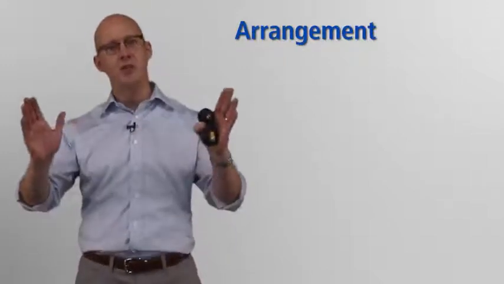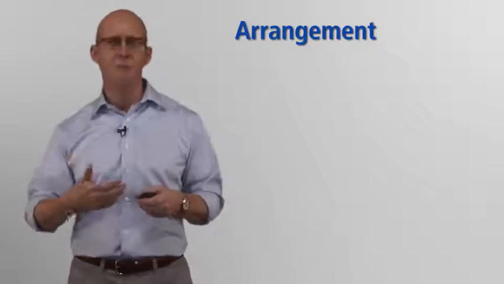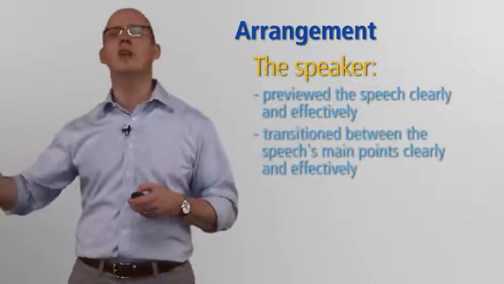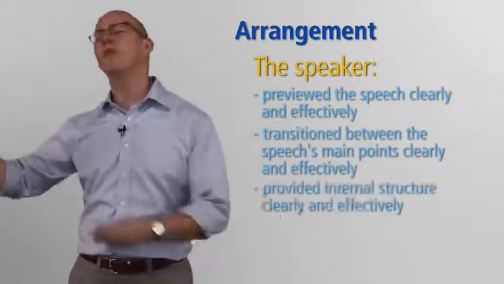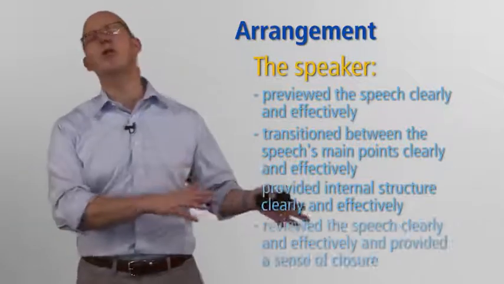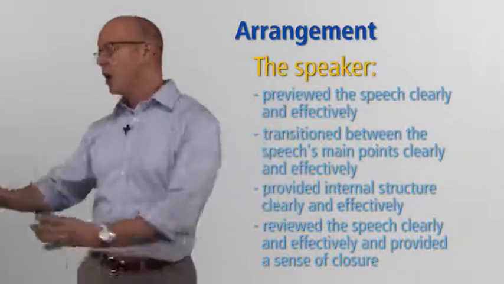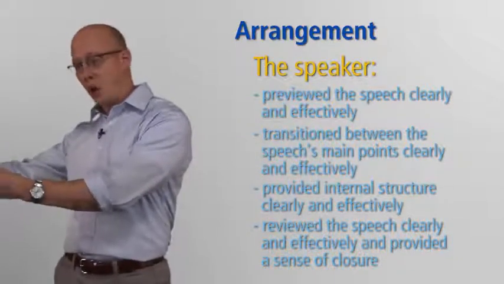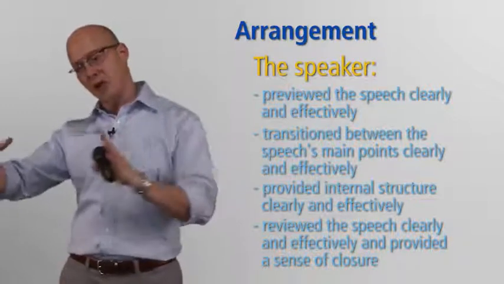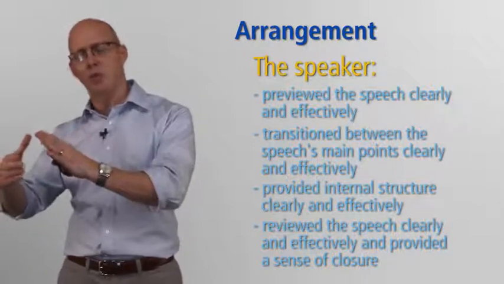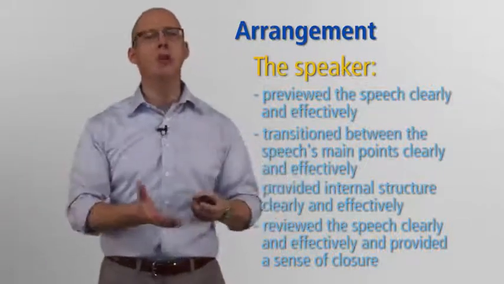It's a short speech, but here's where we can really refine some basic arrangement habits that I hope you'll take to other speaking encounters. So in arrangement, does the speaker preview the speech clearly and effectively? Does the speaker transition between the speech's main parts clearly and effectively? Provided internal structure clearly and effectively, and reviewed the speech clearly and effectively, and provided a sense of closure. So those arrangement categories are, do we have a good opening where I know where you're going? Can I really suss out those two main points? Within each main point, I've got a sense for what you're arguing and what the pieces of support are. And then at the end, are you pulling it all together?